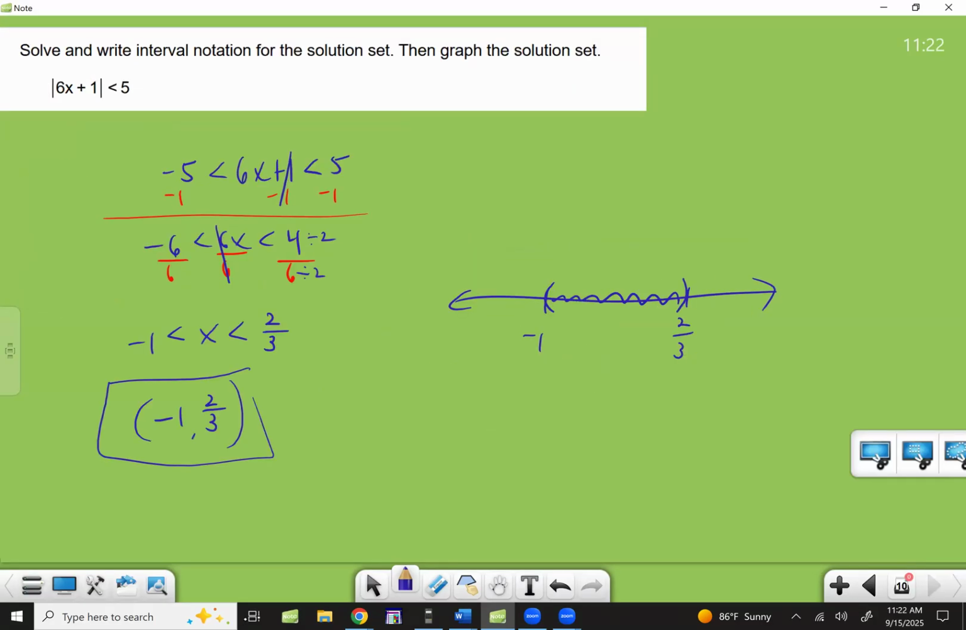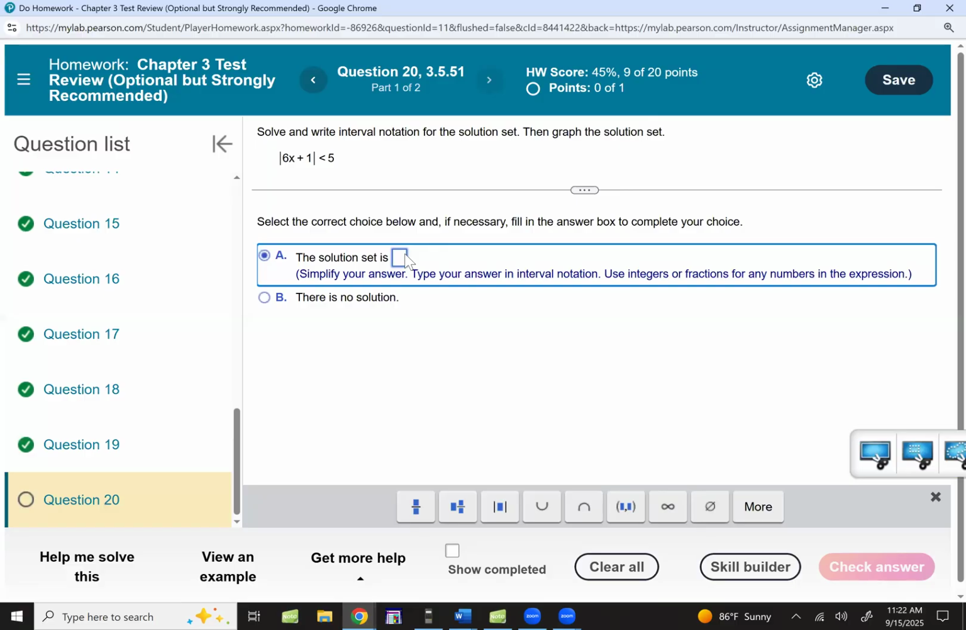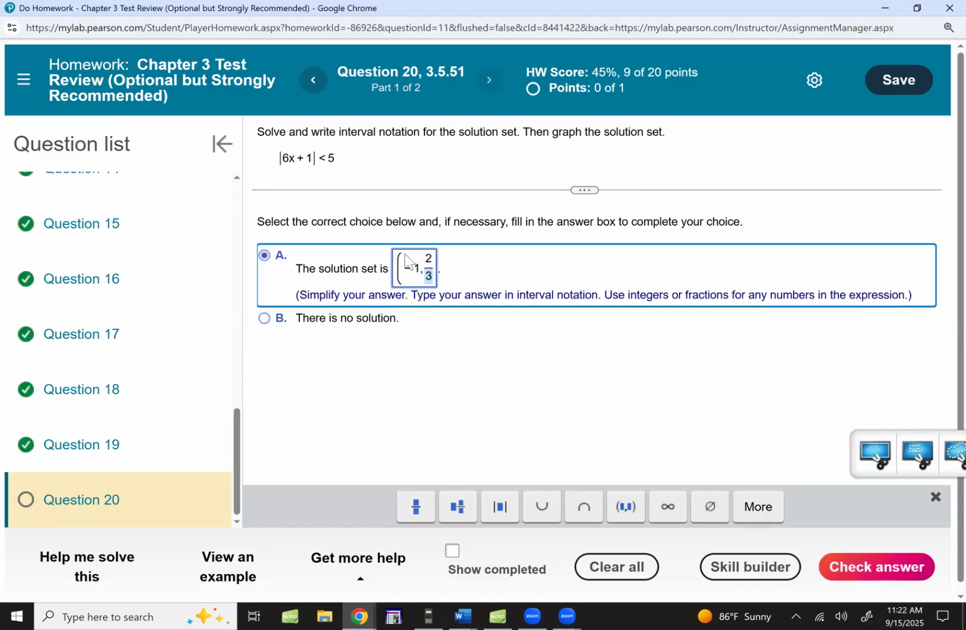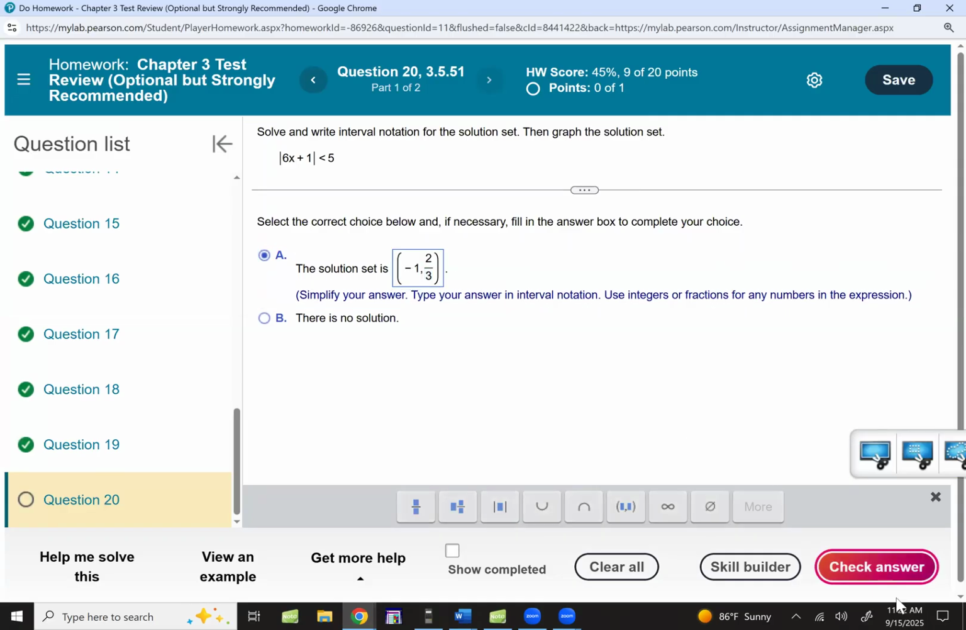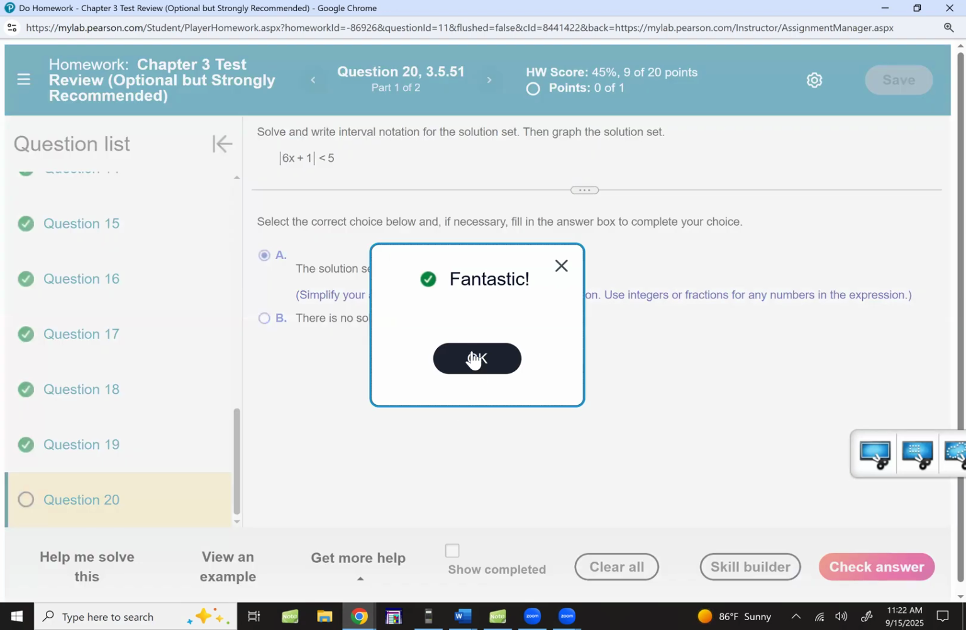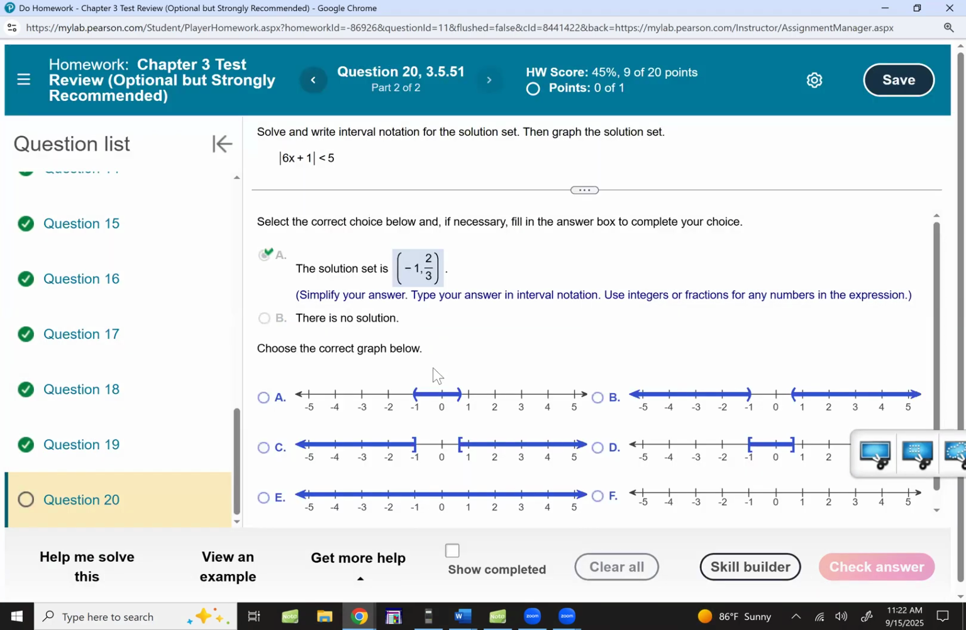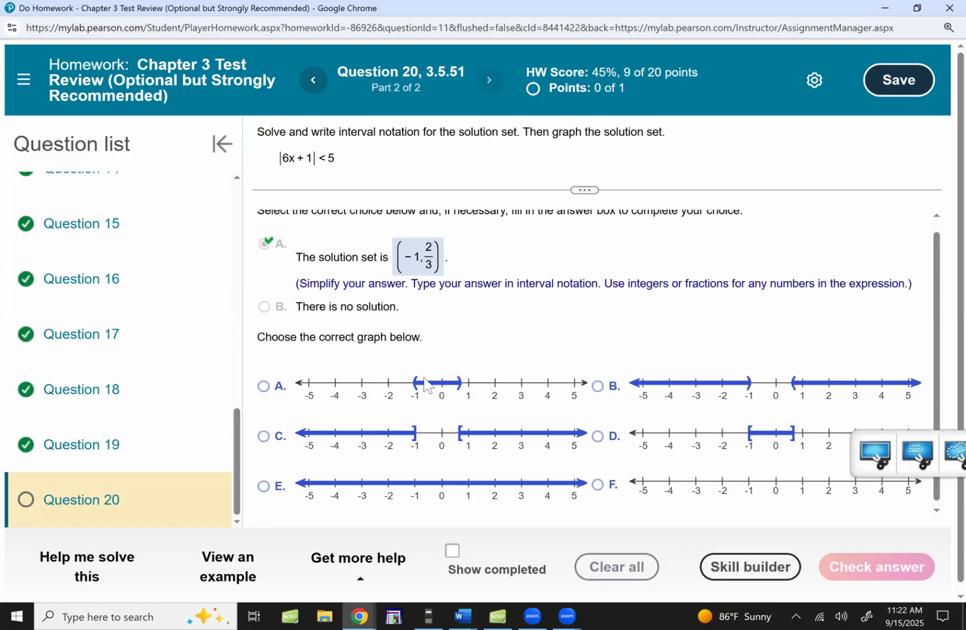Okay, so let's go put this in and pick it out of the lineup. So -1 to 2/3. Let's see. Cool. That out of the lineup. This is the only one with parentheses that's one piece that doesn't require a union. The other one that's one piece has square brackets. So it is very important, apparently, you guys, that we know the difference between a parenthesis and a square bracket.